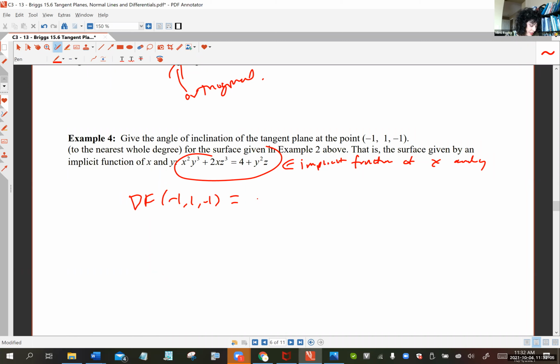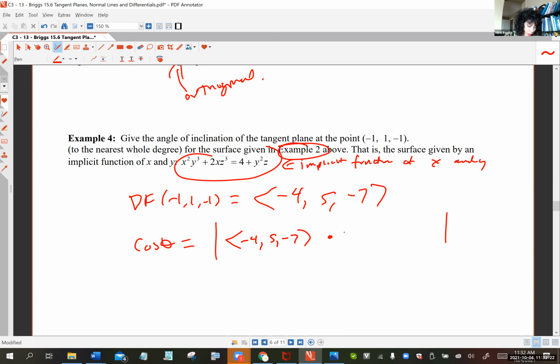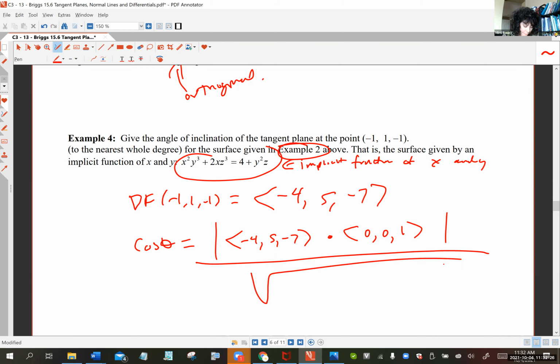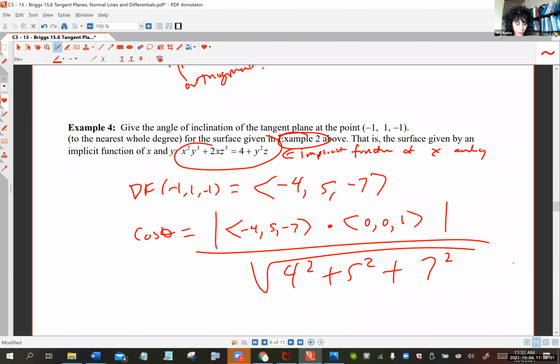I think we got that the del F was this vector here. You can check me from example 2. You did it already. So cos theta is going to be the absolute value of the dot product of this big del F with k hat, but that's just the vector 0, 0, 1. Cool. And divide by the magnitude of the big old gradient.